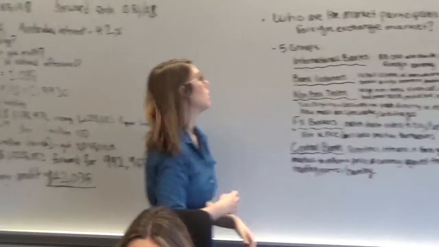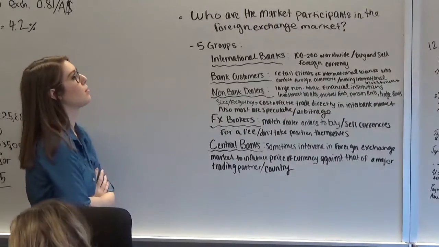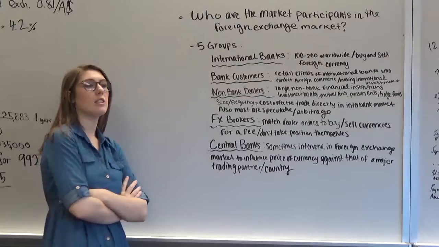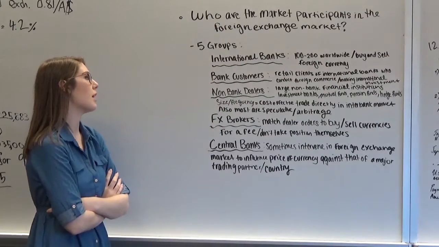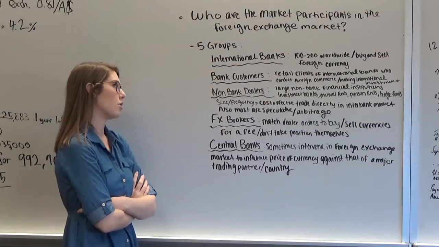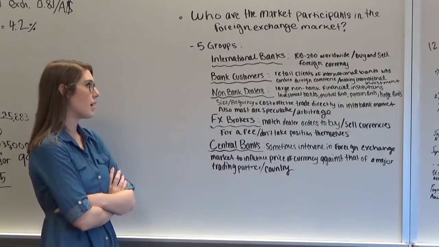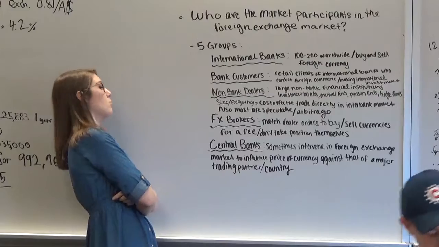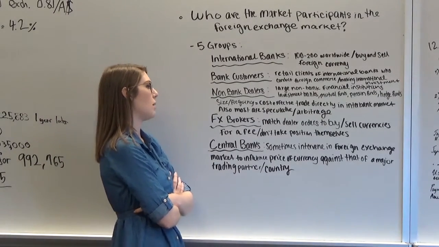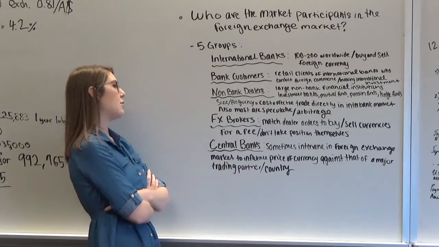Thank you. So my question was, who are the market participants in the foreign exchange market? There's 5 groups, and I'll briefly describe each of them. The first one is the international banks. There's about 100 to 200 worldwide, and they buy and sell foreign currency. The next group are bank customers, so they're retail clients of the international banks who help them conduct foreign commerce and making international investments.